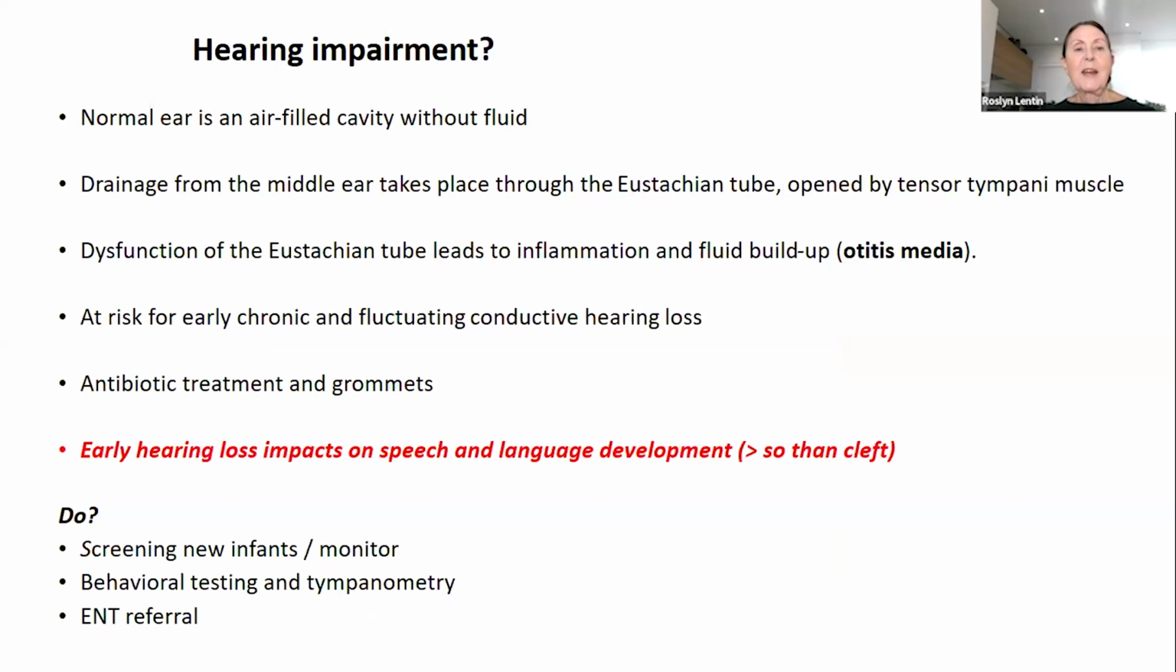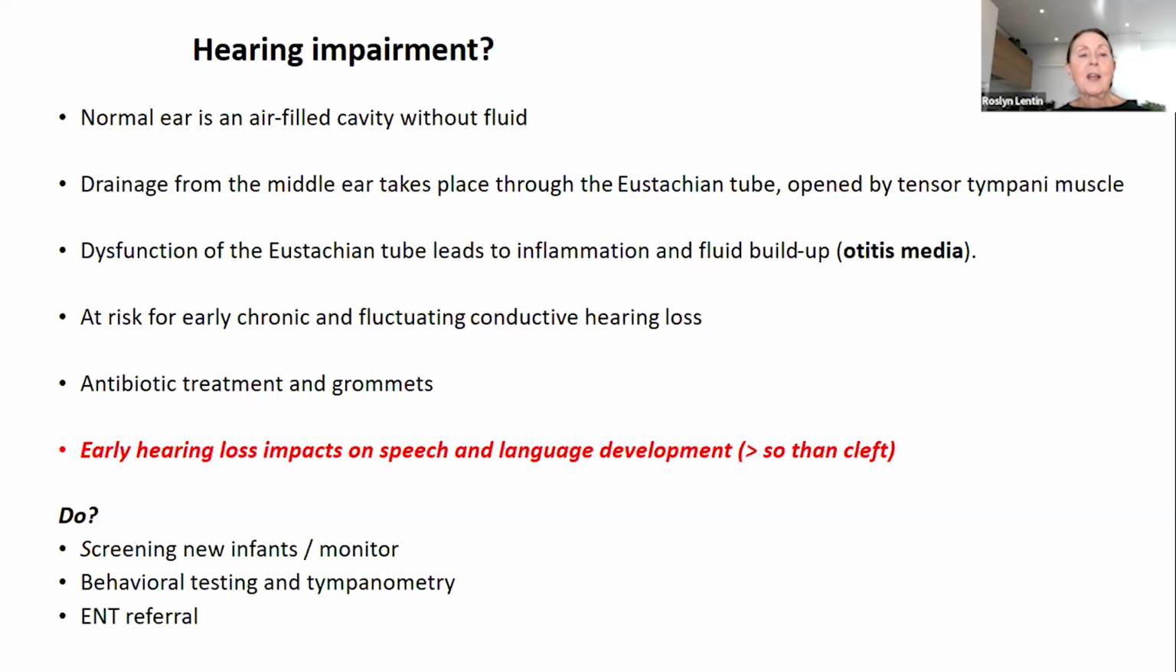So just in completing the hearing impairment, why is there a hearing impairment? Because a normal ear is an air-filled cavity without fluid, and drainage from the middle ear takes place through the eustachian tube, and this is opened by the tensor tympani muscle that joins the big muscle of the soft palate, the levator. And if the levator isn't working well, then neither will the tensor, and therefore we get a buildup of fluid in the middle ear with possible inflammation, and these babies then are at risk for this fluctuating conductive hearing loss, and it can persist.